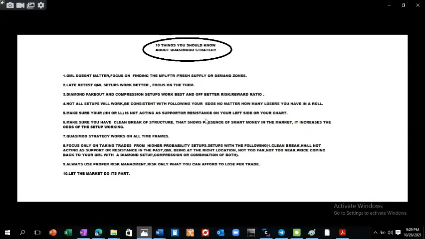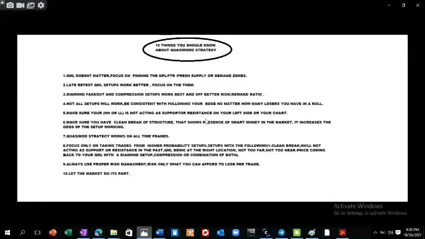The second one is late retest QML setups work better. Therefore, we should focus on them. I'm sure you guys know by now what I mean by late retest QML setups. We're talking about the diamond fakeouts and the compression pattern, or the combination of both. You have particular setups which will have both a diamond fakeout and a compression. So focus on those ones. Quick retests are okay as well, but don't offer as much when you compare them to the late retests because of risk to reward ratio, which takes us to the third point.